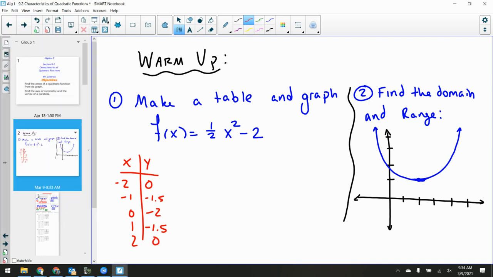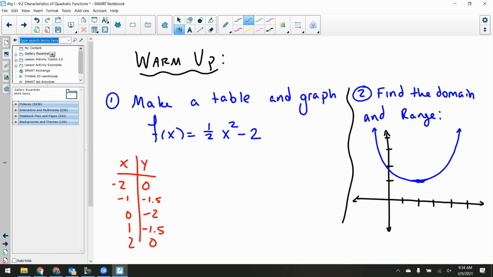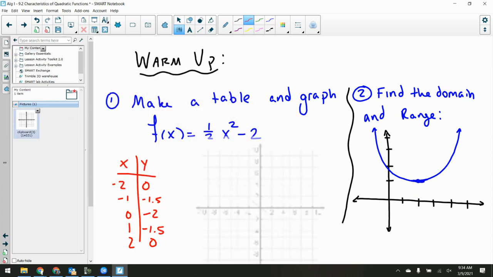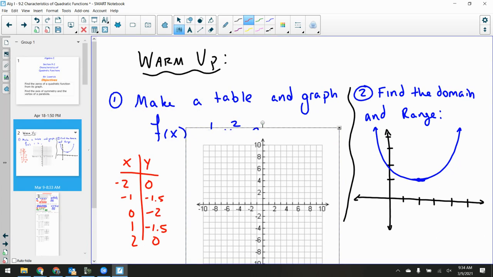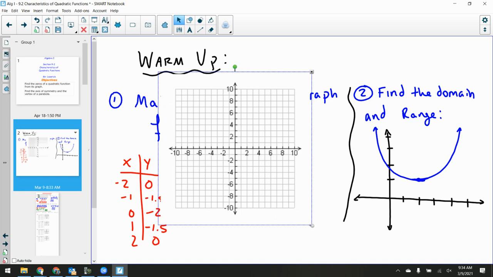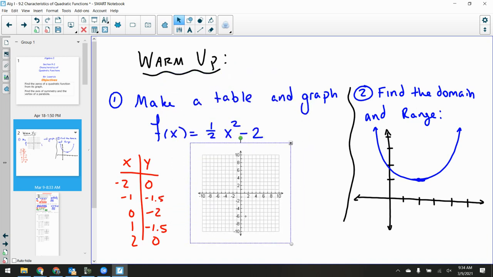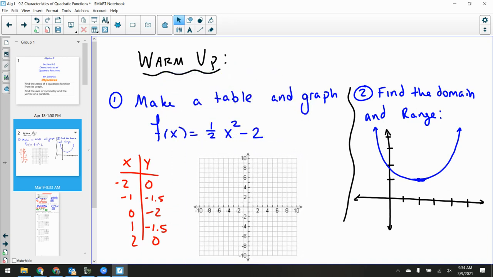Make sure your coordinates match mine. And now we graph. I always say to use graph paper, so I'll abide by my rules. I'll pull a graph in. Shorten this up a little bit. Okay. Let's graph. Here we got -2, 0, dot right there. -1, -1.5, dot right there. 0, -2, dot right there. 1, -1.5 right there, and then a 2, 0.